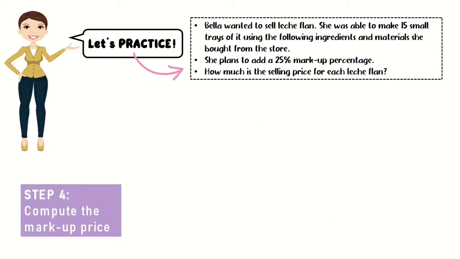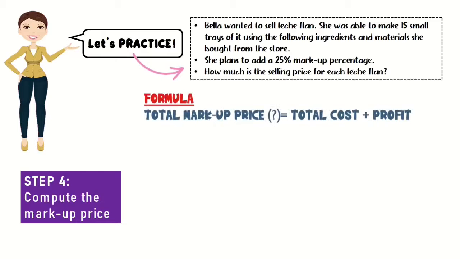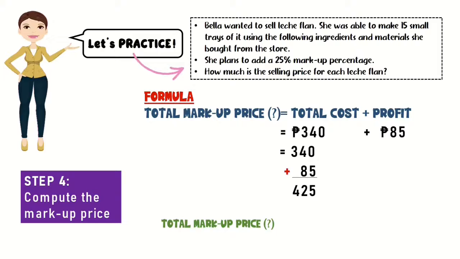Step 4 is to get the total markup price. Since we are talking about total, we will add again. The formula in getting the total markup price is total cost plus profit. So, 340 plus our profit, which is 85, we will get 425 pesos. So, after the sale, Bella will get a total amount of 425 pesos.